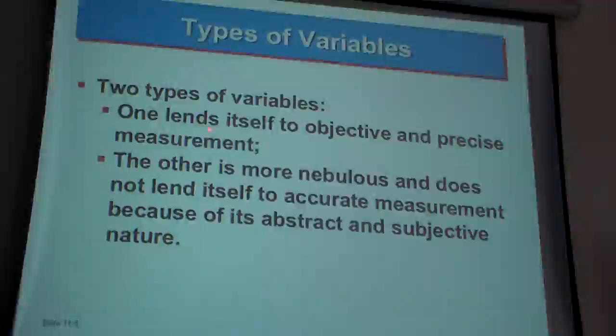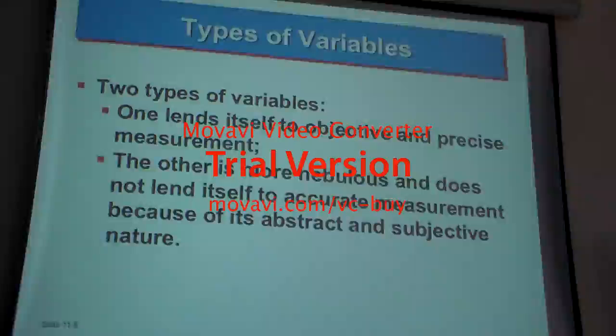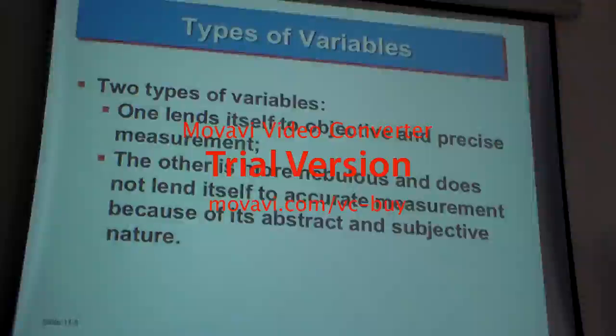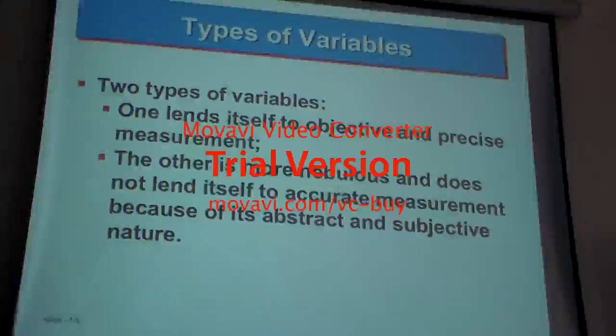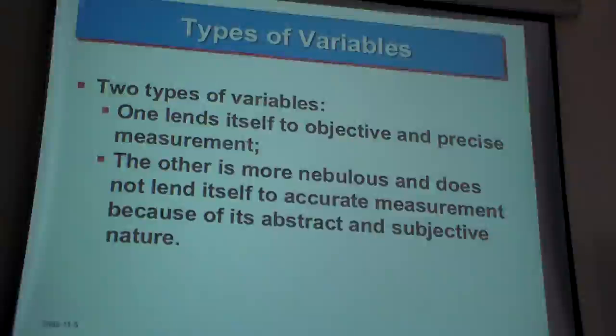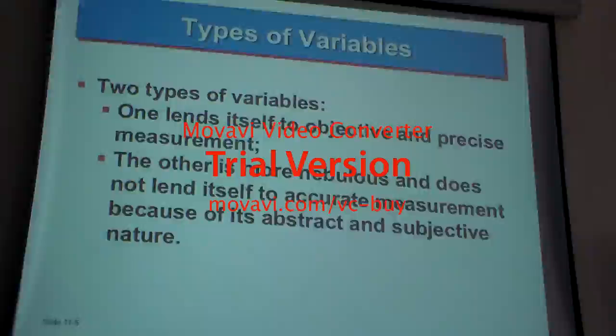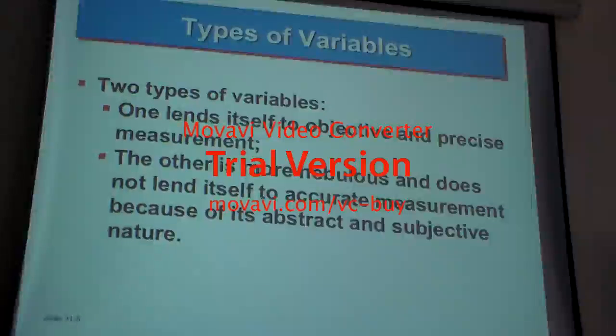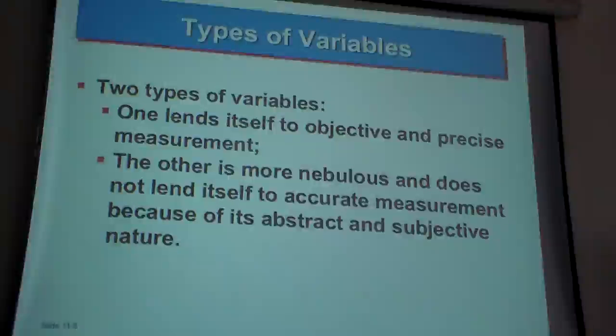The first one links itself to objective and precise measurement. You give it a very precise measurement. Okay? It is not in between. It is not more than. It is not less than. You just give it a precise value, exactly. For example, this variable v1 equals 17, for example. So you give it a precise and objective value. This is the first type.